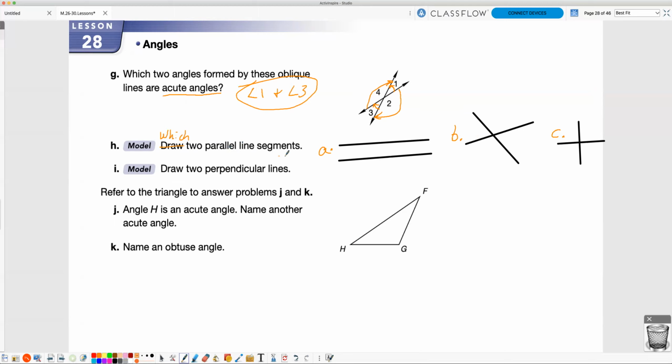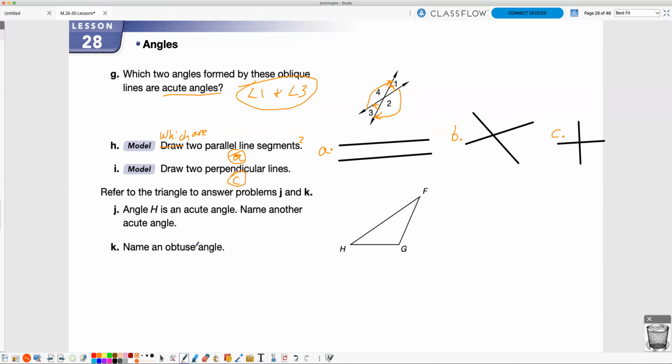Which two are parallel line segments? And then I'll put a question mark. A, B, or C? Okay, if you answered A, that's correct. And then in this one, it says draw two perpendicular lines. Again, using these three here. Which are the two perpendicular lines? Is it A, B, or C? If you answered letter C, you would have been correct.